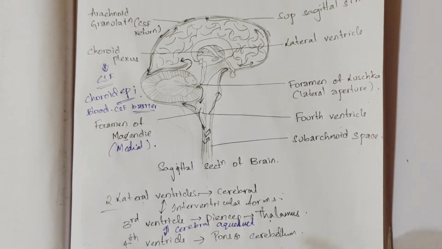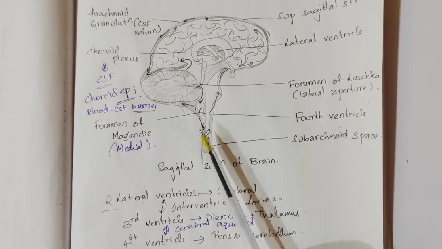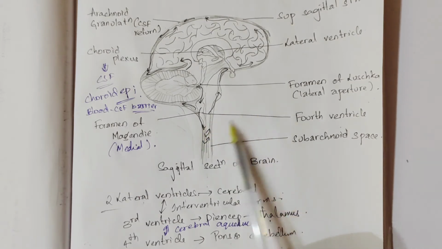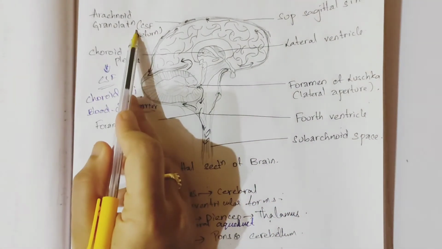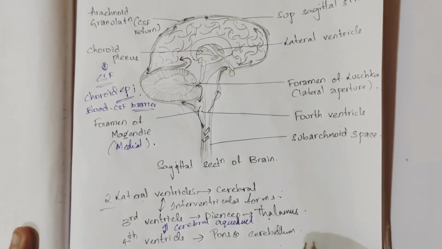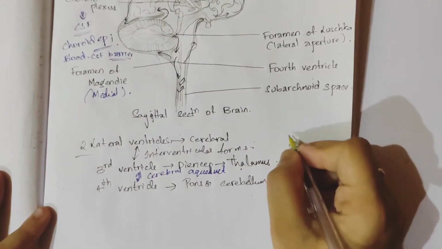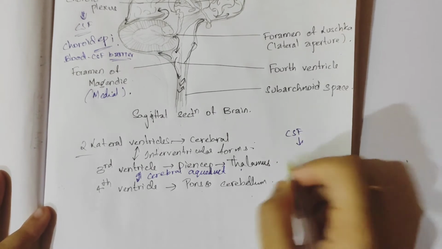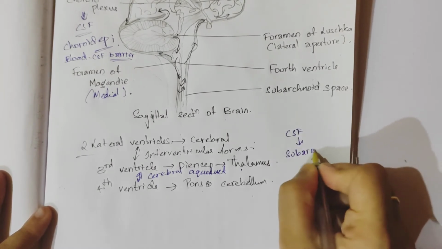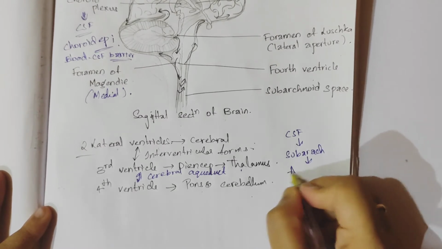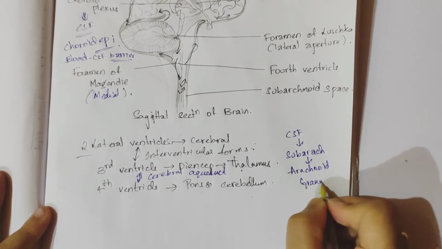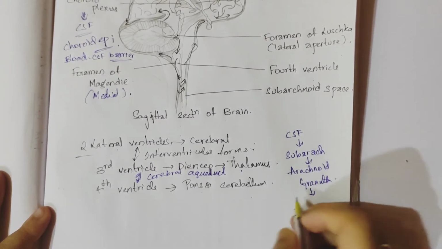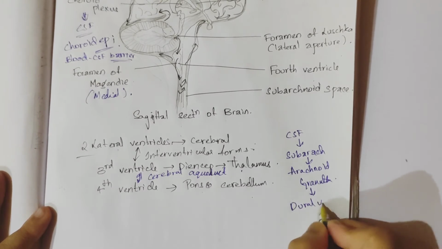As the CSF is in the subarachnoid spaces, from here it goes completely around and passes to the venous circulation by the arachnoid granulations. I'll write here: the CSF goes into the subarachnoid space and then goes out via the arachnoid granulations to the venous system, into the dural venous sinuses.